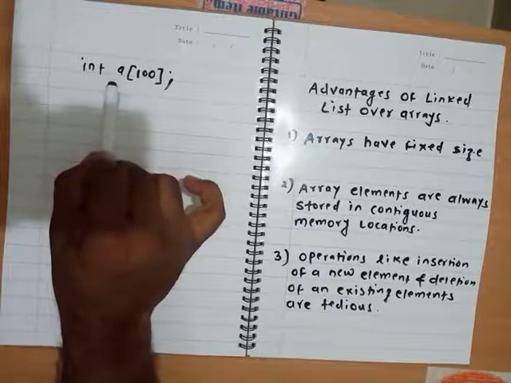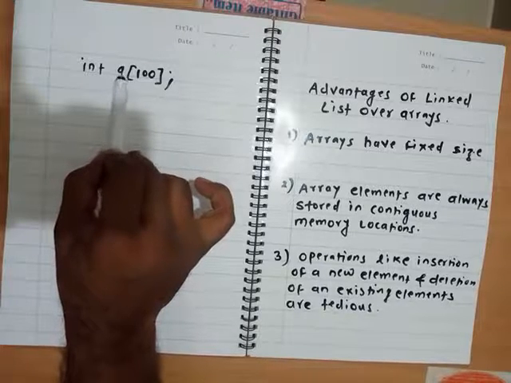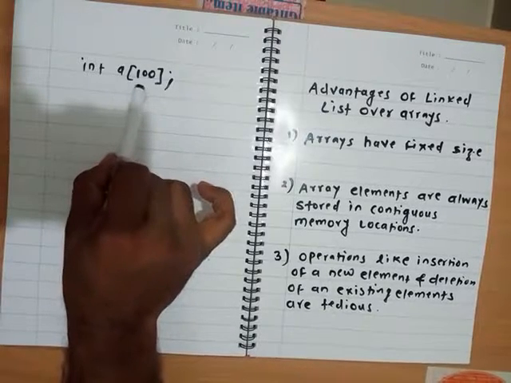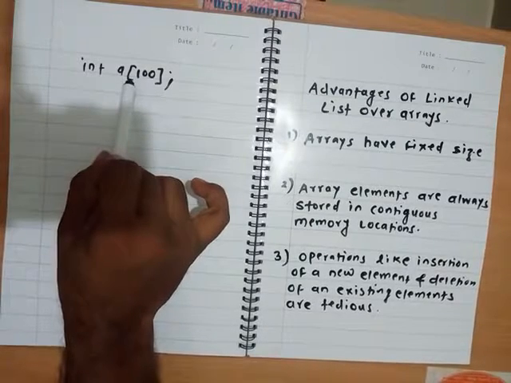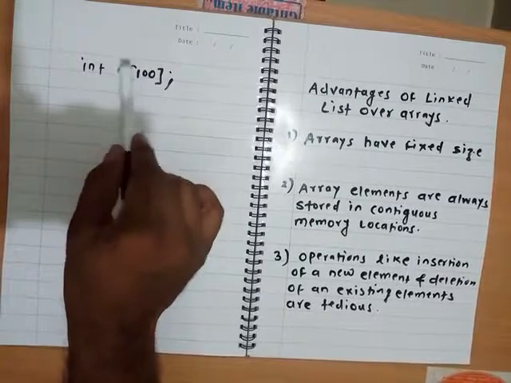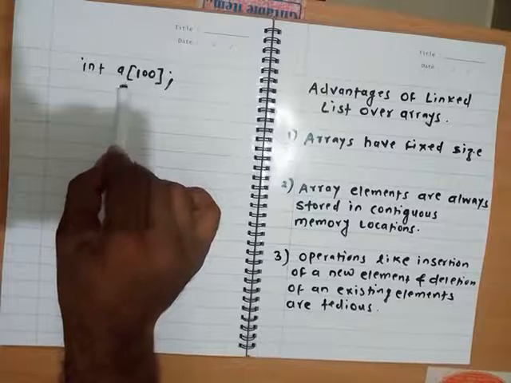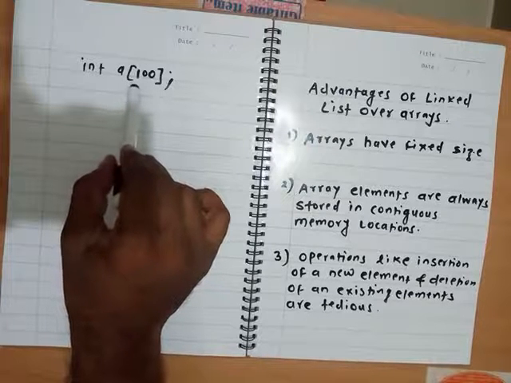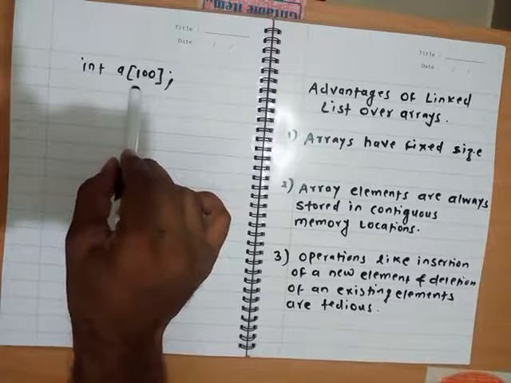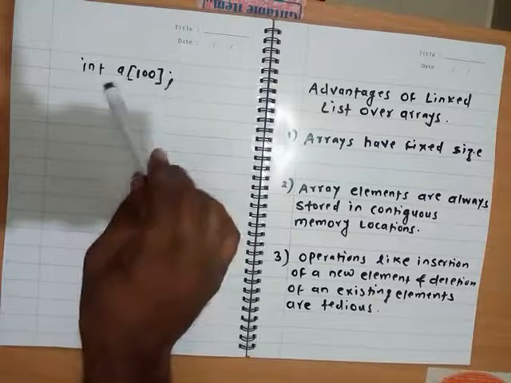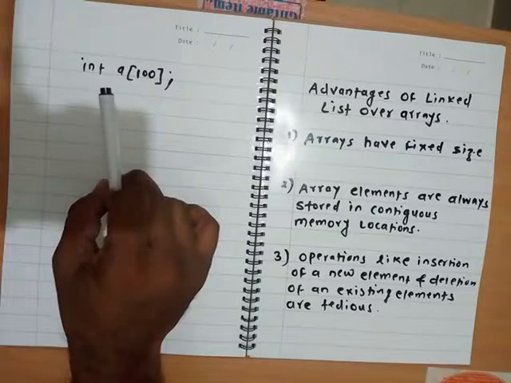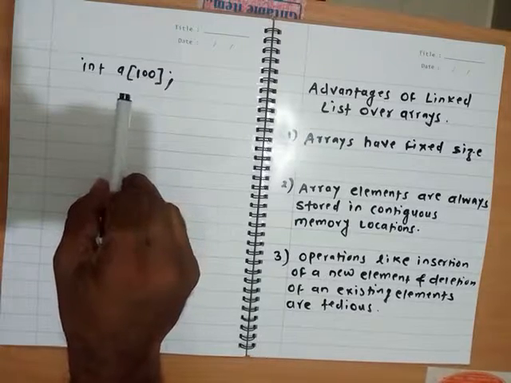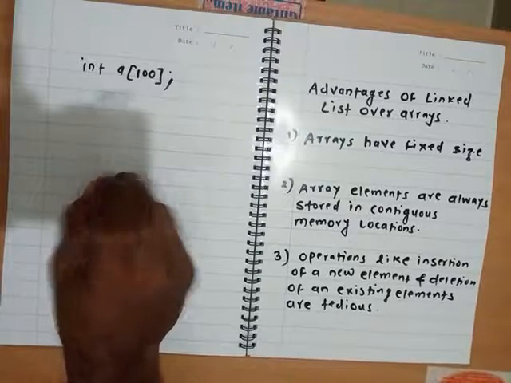At runtime, you can't change the size of this array. You can't store more than 100 integers in this array. If you try to do that, your program may crash. And at runtime, if you store only 10 integers in this array, the remaining 90 locations will get wasted. So that's the drawback of arrays. They have fixed memory allocation and fixed size. You can't change the size of an array at runtime.